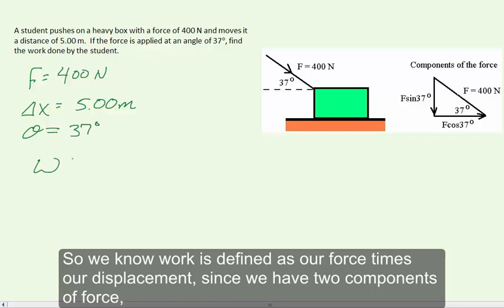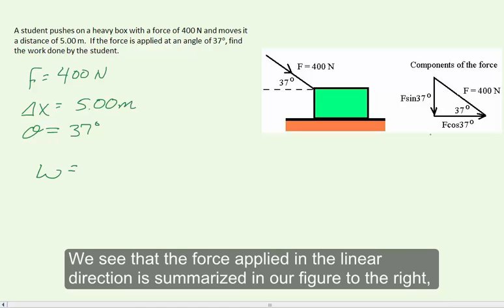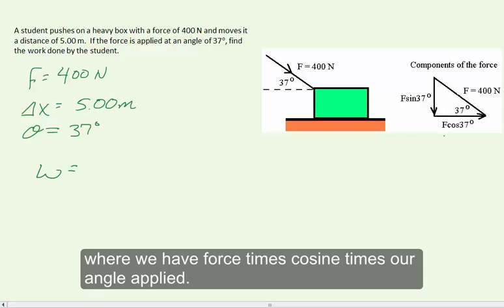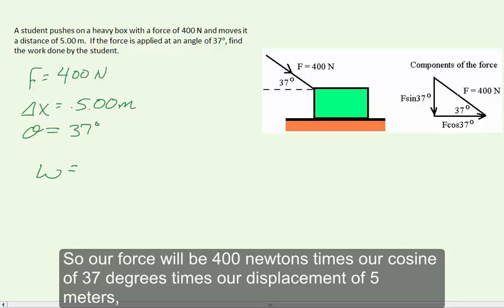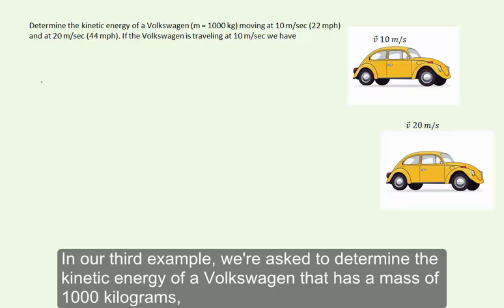So we know work is defined as our force times our displacement. Since we have two components of force, the component we'll have to use is the component that is parallel to the direction of our linear displacement. We see that the force applied in the linear direction is summarized in our figure to the right, where we have force times cosine of our angle applied. So our work will be 400 newtons times cosine of 37 degrees times our displacement of 5 meters. When we multiply this out, we'll see that the total work done will be 1,600 joules.